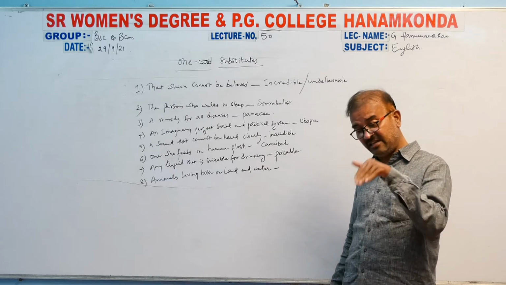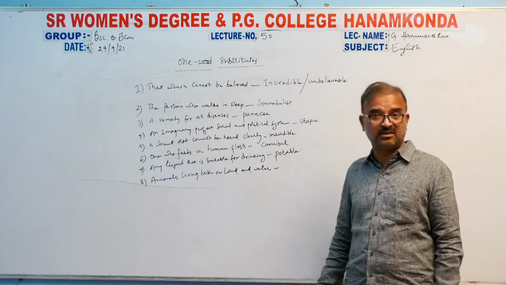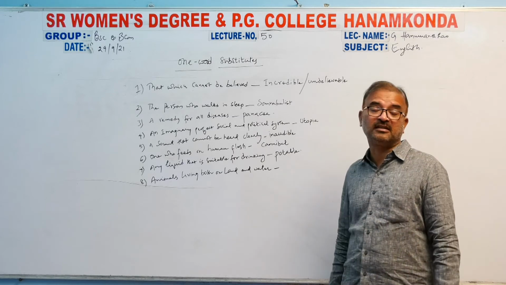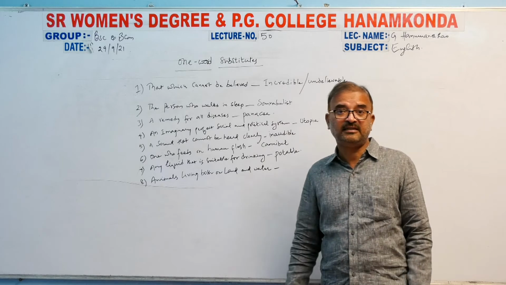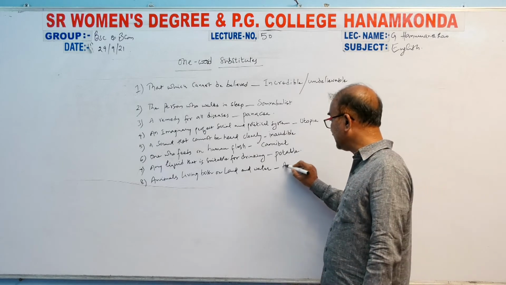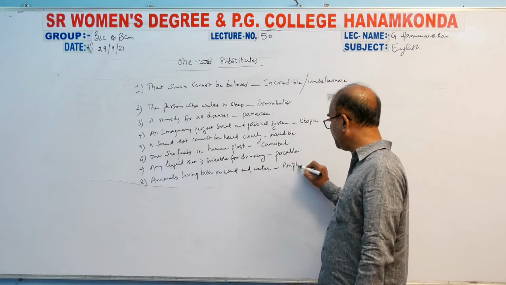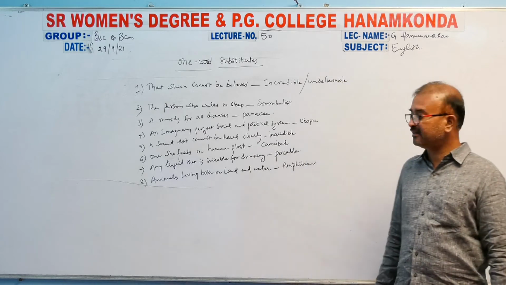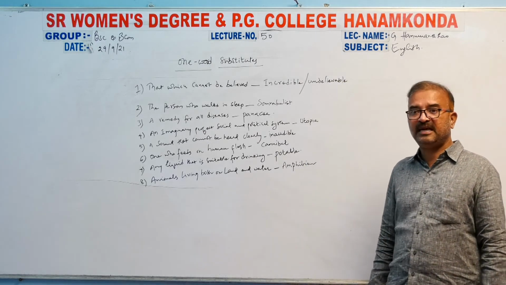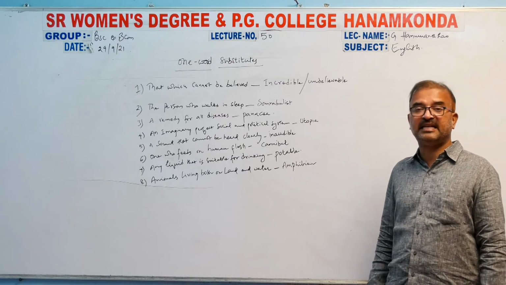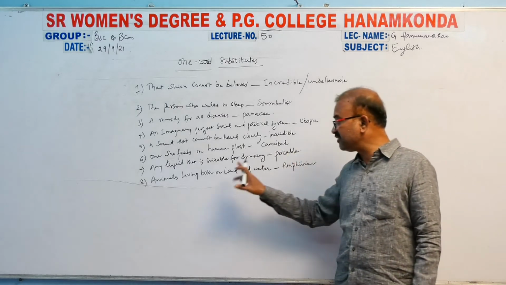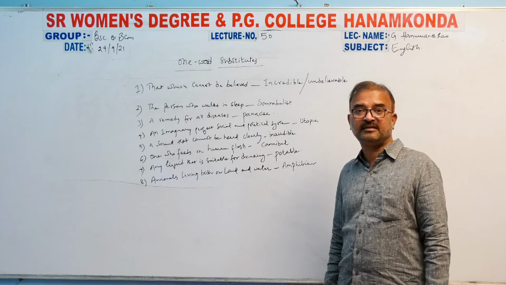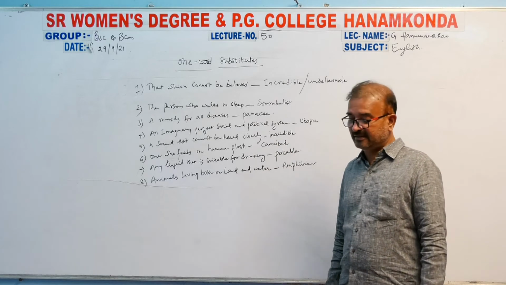A frog has the capacity to live in the water and on the land as well. No problem. But you cannot directly answer it as frog. You have to answer it as amphibian. Amphibian, amphibian. It's an amphibian. That means it has the capacity to live on land and in water as well. Okay. Another one.